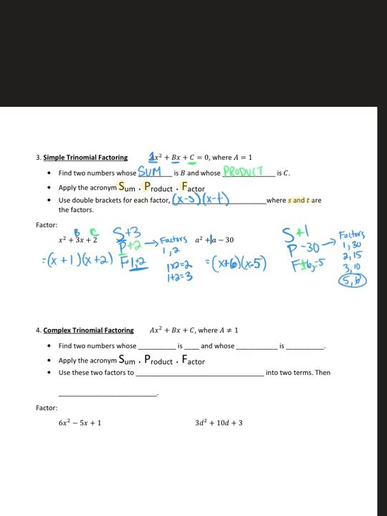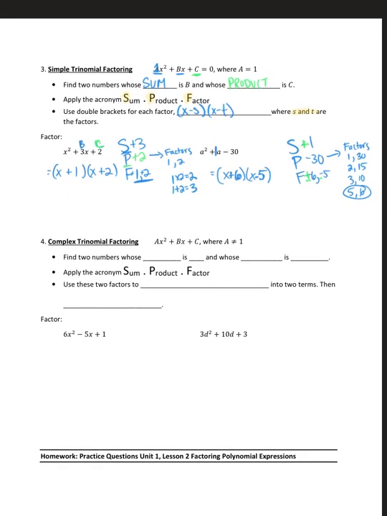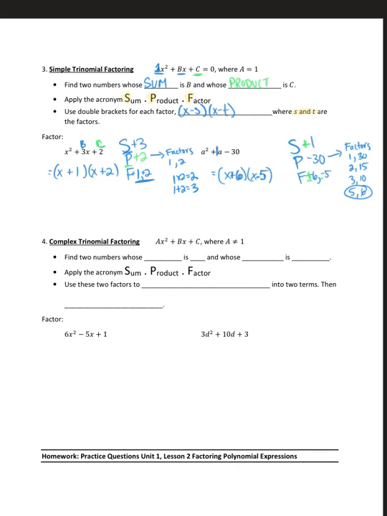And you're all done. One more type of factoring we'll look at today is the complex trinomial. So when we use complex trinomials, this is when a is anything but 1. So that is the different part from the simple trinomial. So a does not equal 1. So we're still going to use this idea of SPF, but it's set up just a little bit differently.